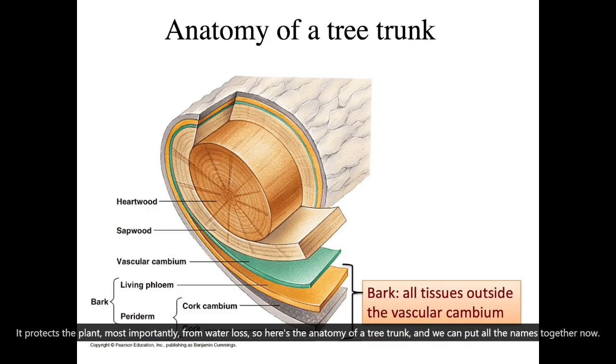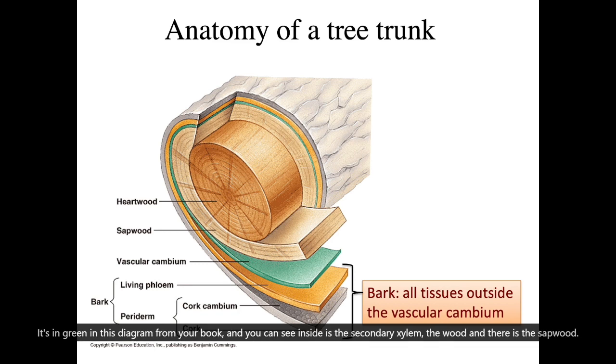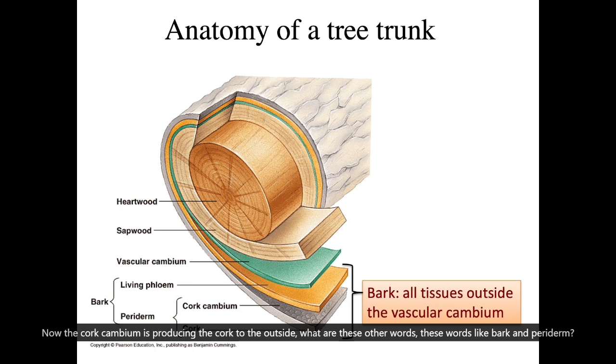So here's the anatomy of a tree trunk, and we can put all the names together now. First, find the vascular cambium. There it is. It's in green in this diagram from your book, and you can see inside is the secondary xylem, the wood. And there is the sapwood, and inside that is the heartwood. As you go out from the vascular cambium, you can see the secondary phloem. So there's living phloem, and outside of that is the cork cambium. Now the cork cambium is producing the cork to the outside.